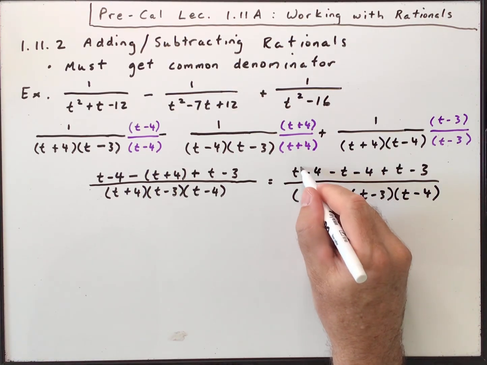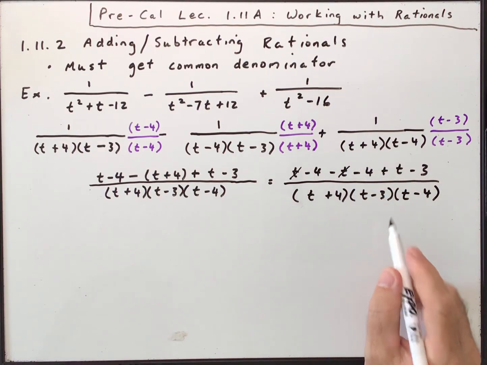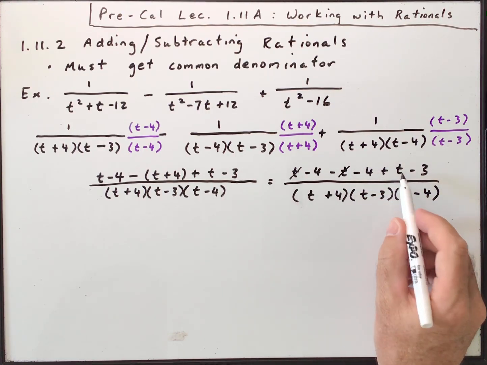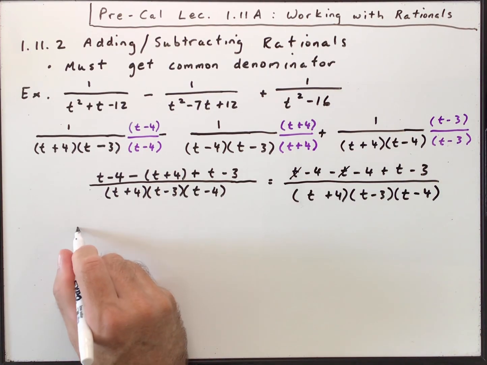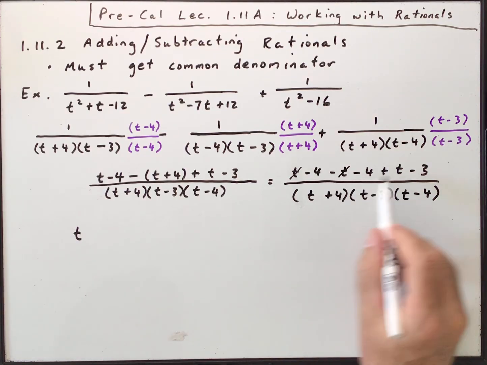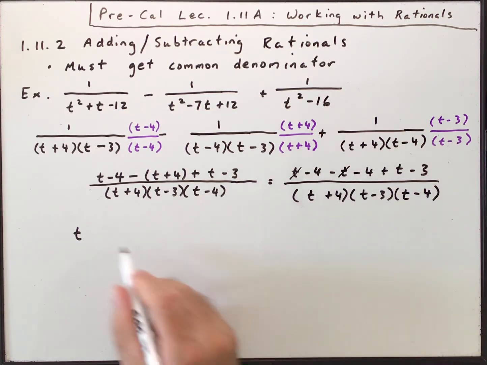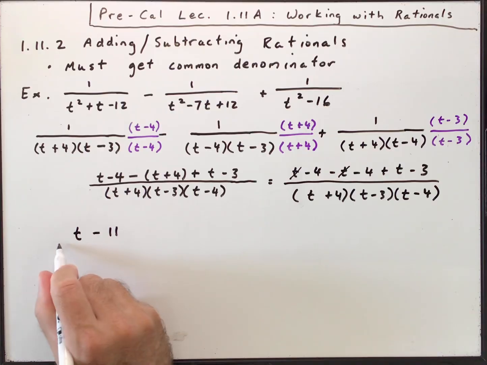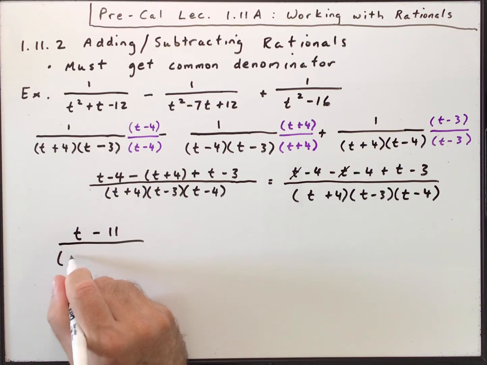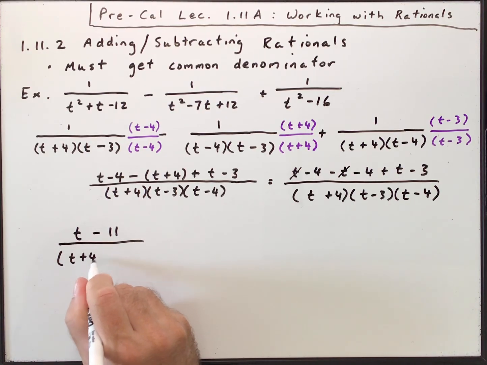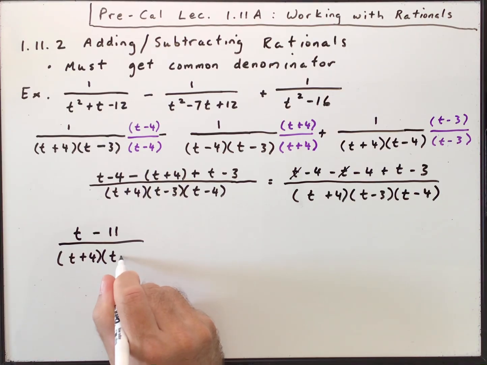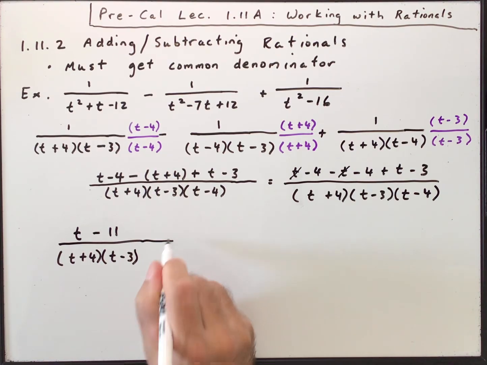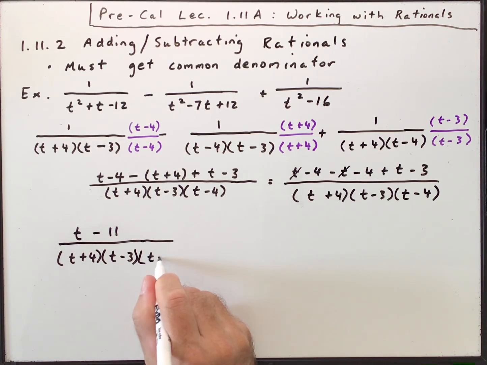All right. Now let's just combine like terms. So that t and that negative t goes away, and you're just left with a t on top. And then minus 4 minus 4 minus 3 would be minus 11. And then over t plus 4, t minus 3, t minus 4.